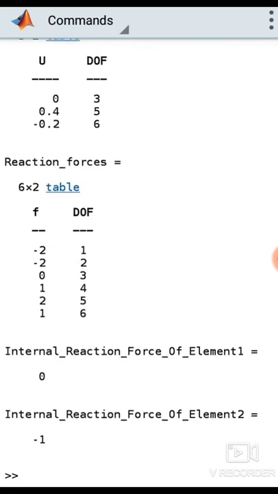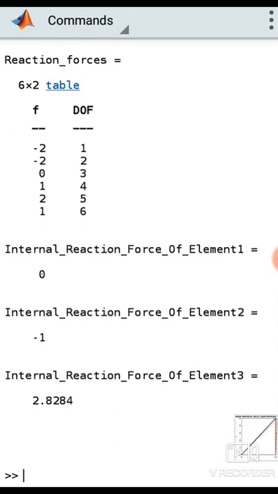So what are the other outputs? It also gives me the reaction forces along with their degree of freedom numbers, and the main purpose of the stiffness method is to calculate the internal reactions produced in the element due to the application of the external forces. So it gives me the main output, which is the internal reaction forces.